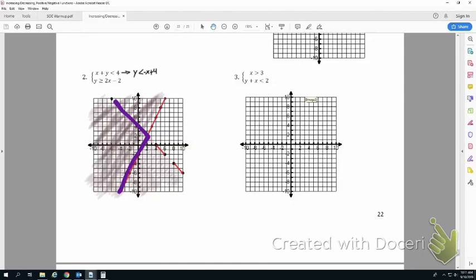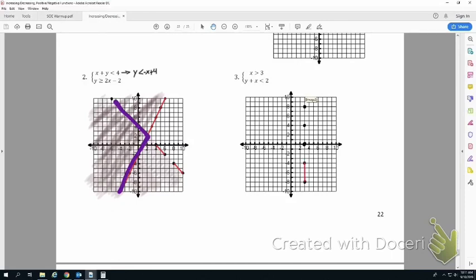But the way I want you to think about it is, if x is the only variable that's in the equation, the x-axis is the only axis that it is going to cross, right there at x equals 3. All right.